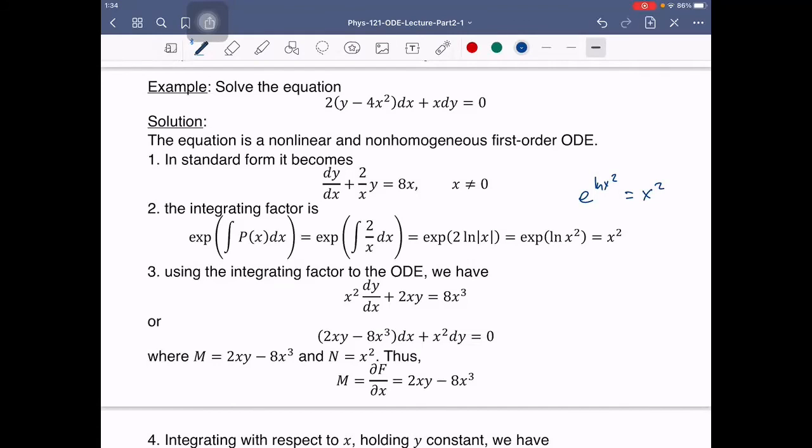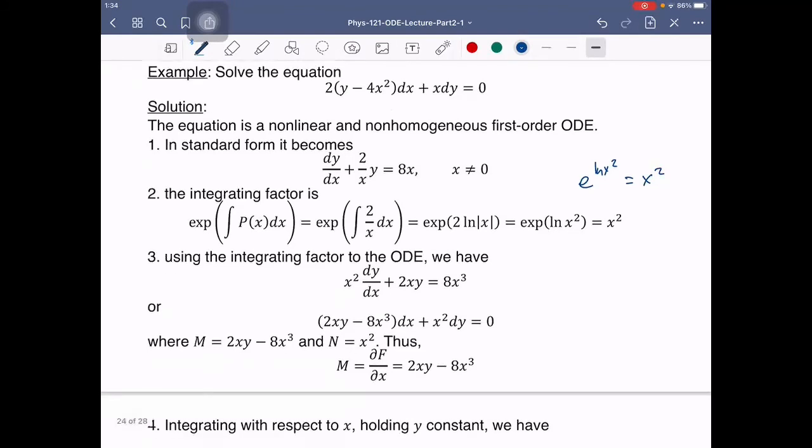Okay? So, third step, use the integrating factor. So, multiply now both the left-hand side and right-hand side. Now we have x squared times dy over dx plus 2xy is equal to 8x cubed. You can also write it in this form. Okay? Our M and N. Don't forget that. Because in this case, it is now separable. Not really separable, but easier to solve because we need M and N. So in this case, M is equal to 2xy minus 8x cubed, and N is just equal to x squared.